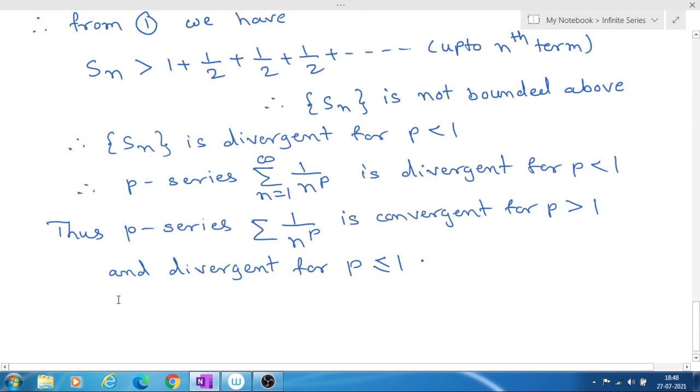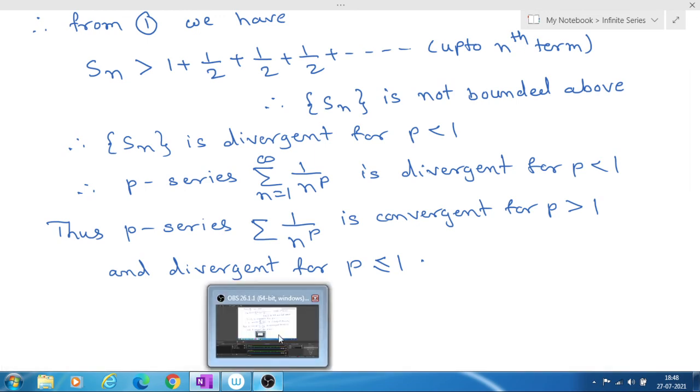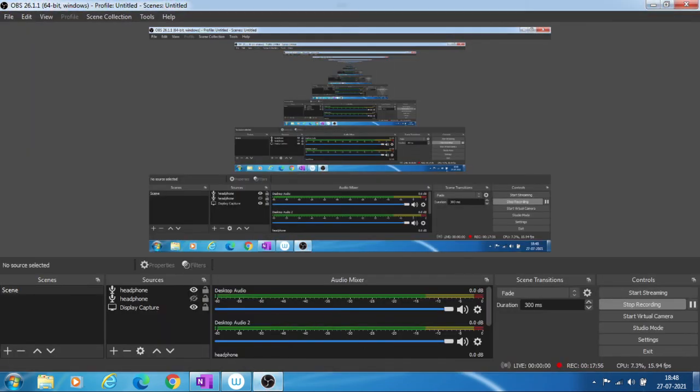Thus we have proved that this p series, summation 1 upon n raised to p, n is equal to 1 to infinity, is convergent only for p greater than 1, and it is divergent for p less than or equal to 1. So this is how we have proved the convergence and divergence of this p series.